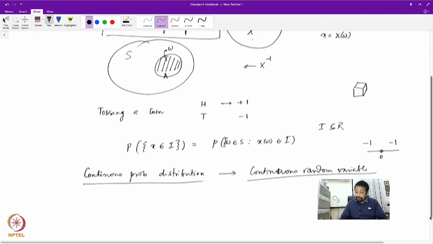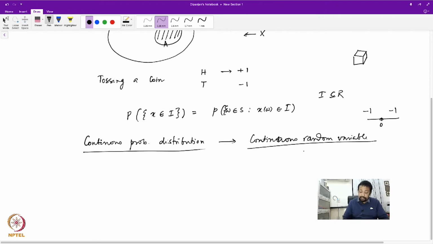Rather, what we do, instead of defining a distribution, is define a density, a probability density P of x, such that P of x is positive, and the integral dx P of x is 1.